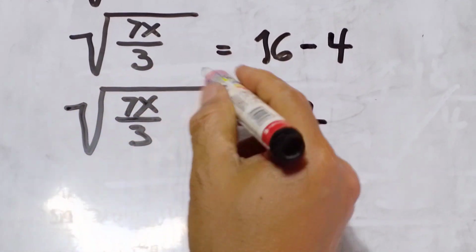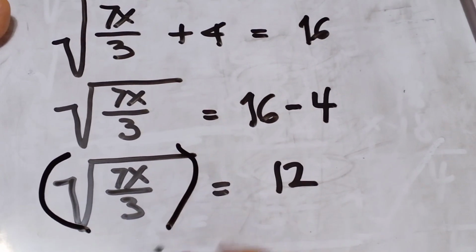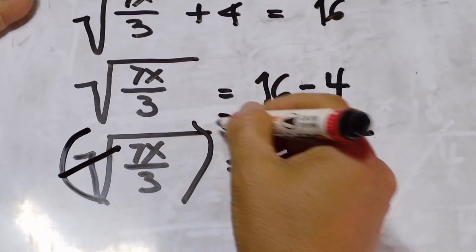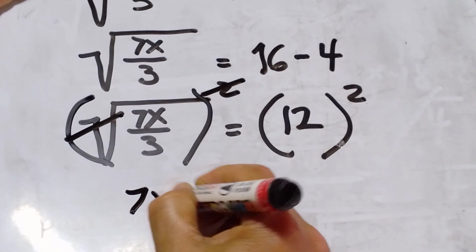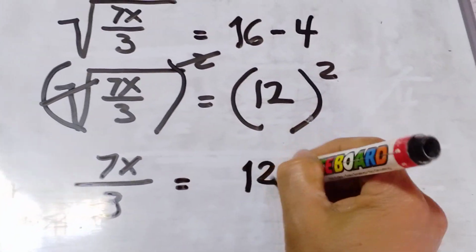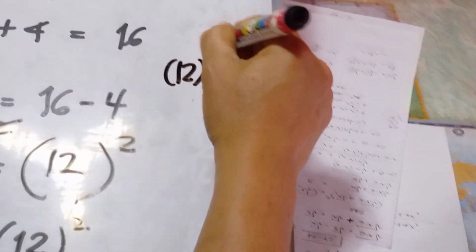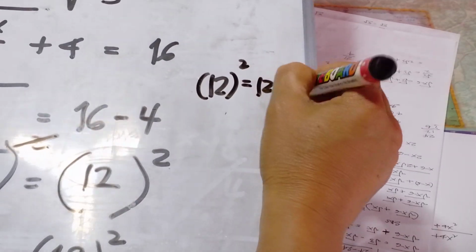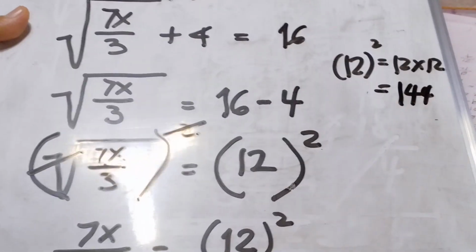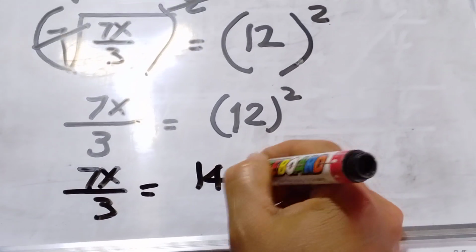Okay, to eliminate the radical sign or the radical symbol, I have to apply SBS, or squaring both sides. Okay, radical sign will be eliminated. So I have 7x over 3 is equal to 12 squared. So what is 12 squared? 12 squared means 12 times 12. And we know that 12 times 12 equals 144. So this will be 7x over 3 is equal to 144.